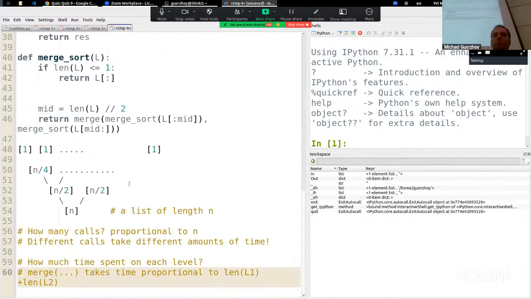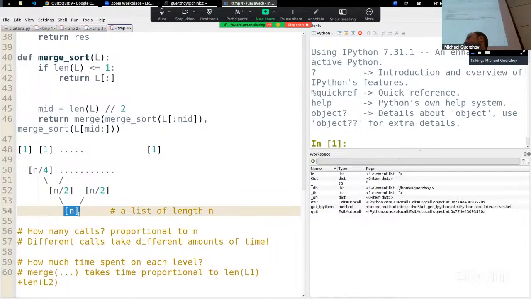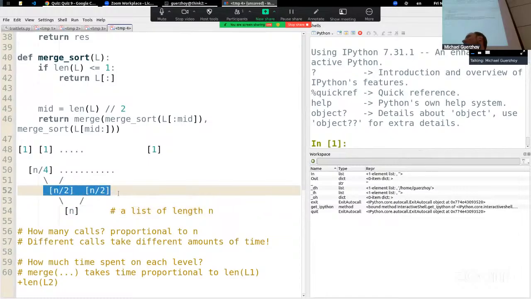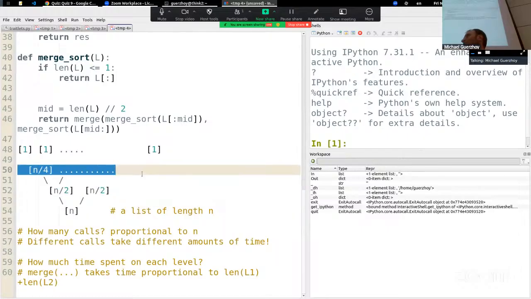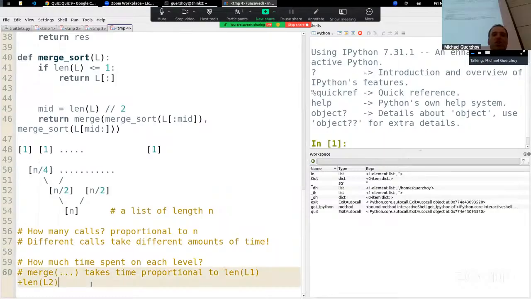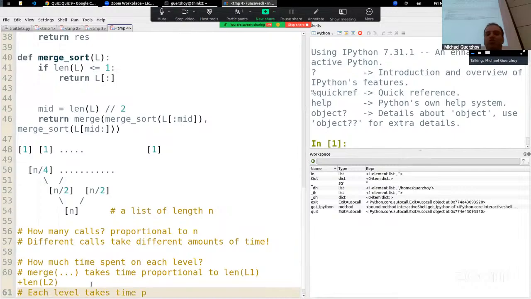So on each level, what do we do? Here we call merge on n elements in total. And here we also call merge on n elements in total. And here we also call merge on n elements in total. It's just that we do it in smaller parts. So the answer is each level takes time proportional to n.